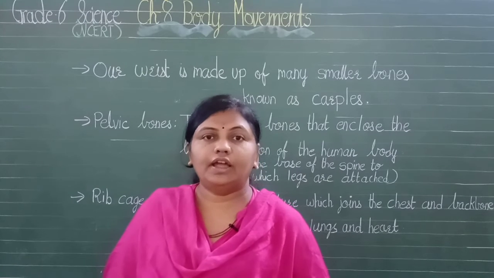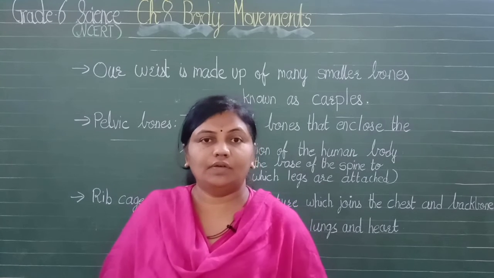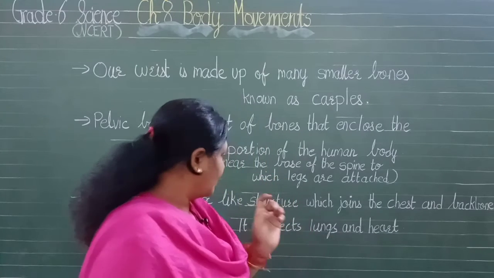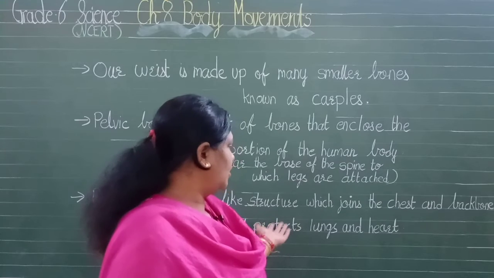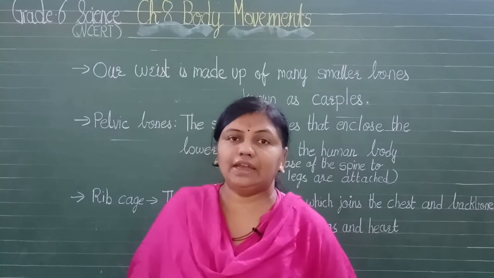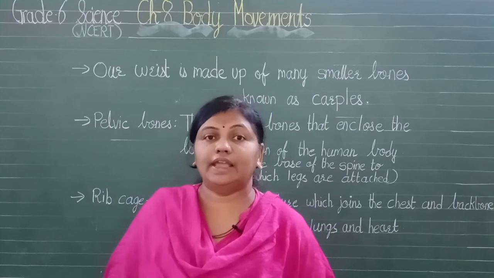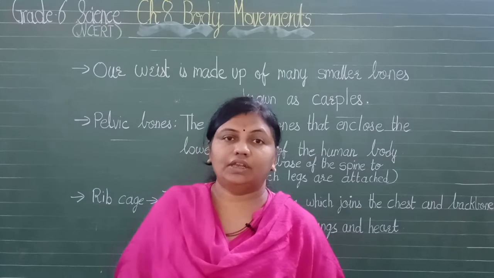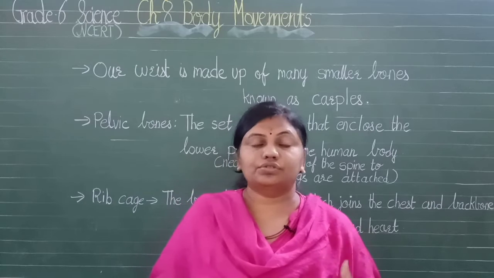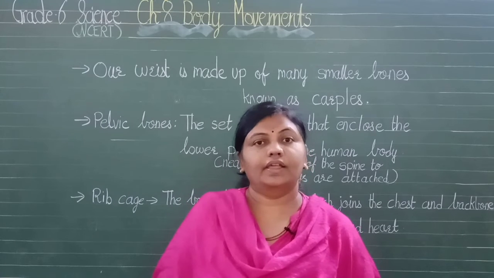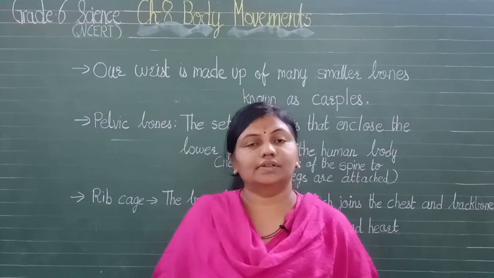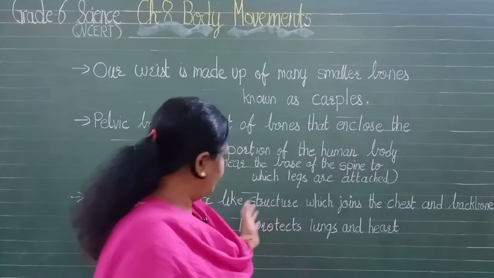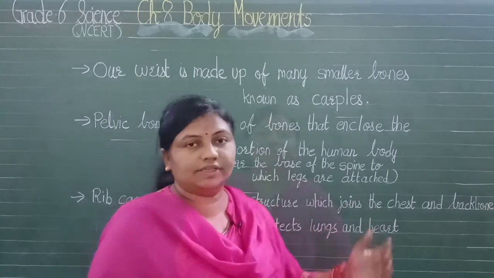So when we fall down or when we strike with any object, there is no effect in our body, because our lungs and heart, which are delicate organs, isn't it? Very delicate organs and very important organs. It is protected by the rib cage, a strong outer covering it gives to the lungs and heart. So that is the function of rib cage, means it protects the lungs and heart.